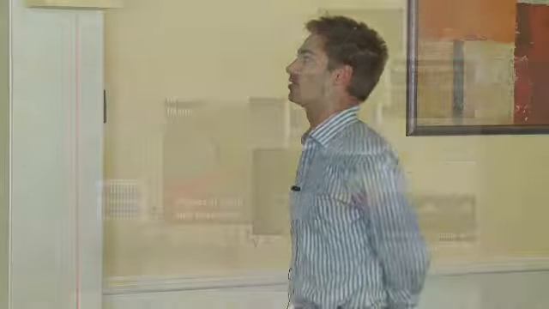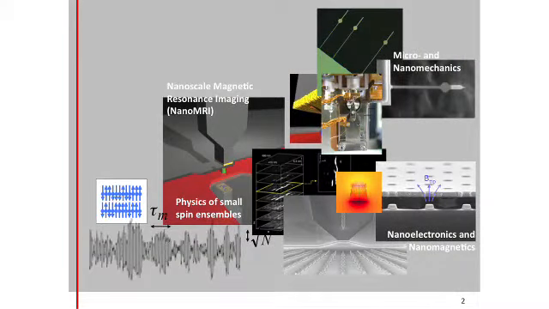So just to give a brief overview of what I'm going to be talking about and the kind of things that happen in my lab, we mostly focus on nanoscale magnetic resonance imaging using force-detected NMR techniques. And we do this basically applying techniques in micro and nanomechanics, or just using our knowledge of the physics of small spin ensembles, and making structures that could be thought of as being in the realm of nanoelectronics and nanomagnetics. So this is sort of a cartoon pictorial introduction to the various things that are happening in my lab and hopefully will be happening in the future.